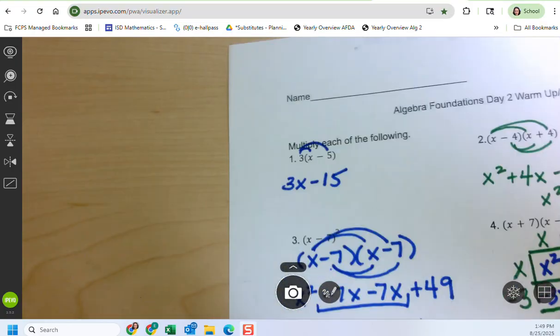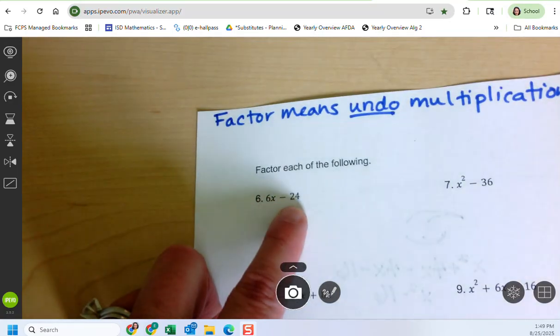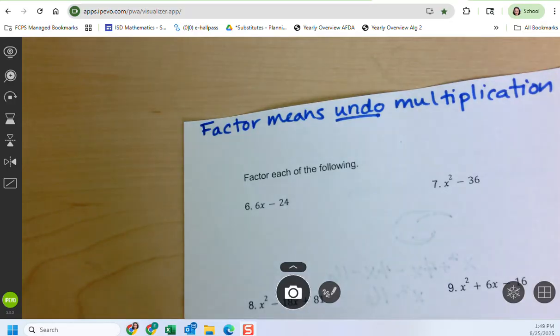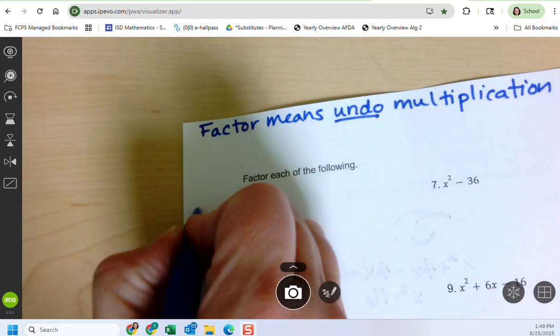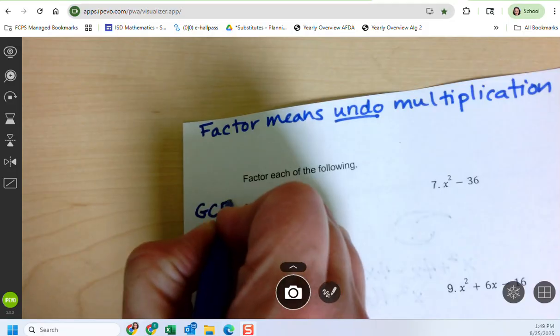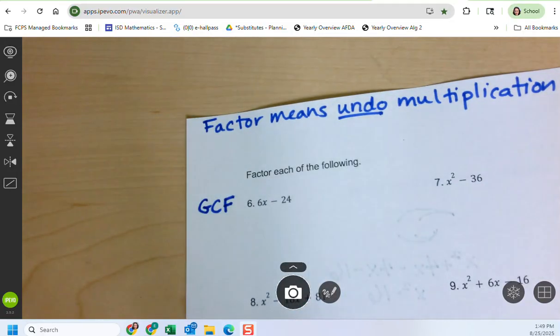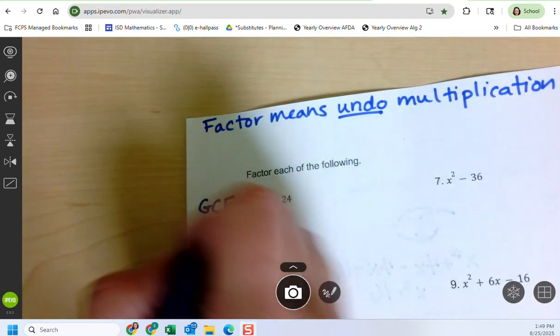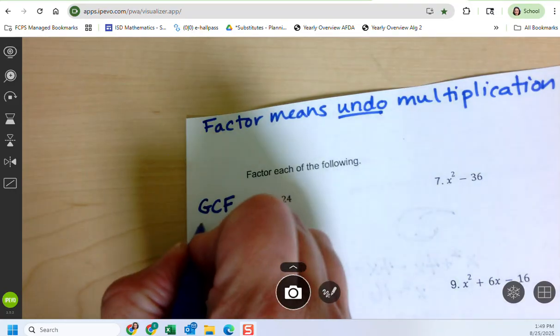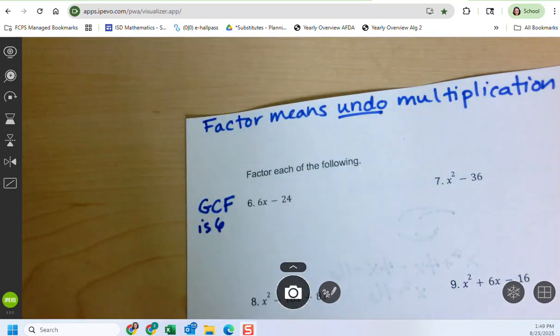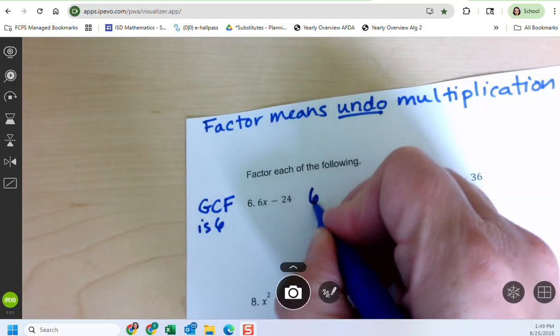Okay? So let's look back. In this problem, I could factor out a c, but I want to factor out the GCF. GCF is greatest common what? Factor, right? Greatest common factor. So I have to think, what is the biggest number I can divide 6 and 24 by? 6, yeah. So I'm going to factor out a 6. So the 6 comes here.